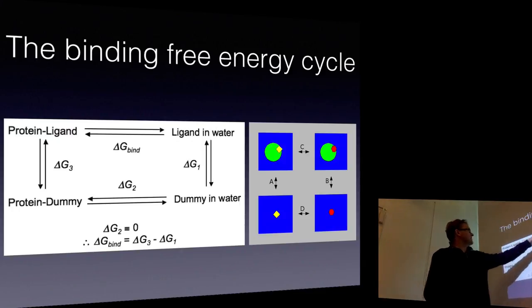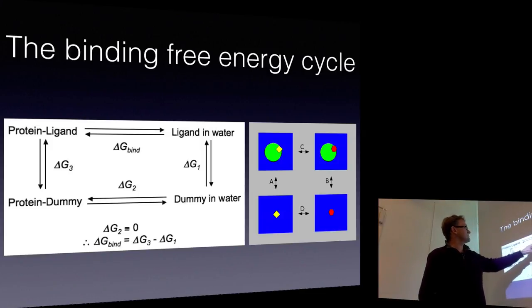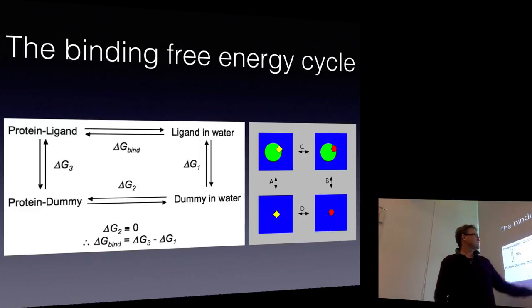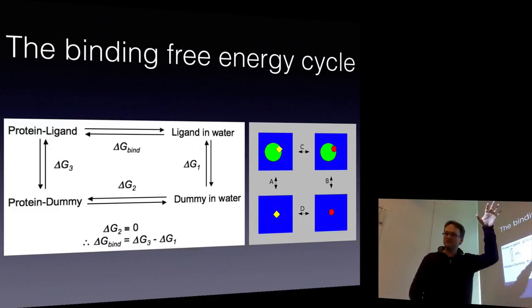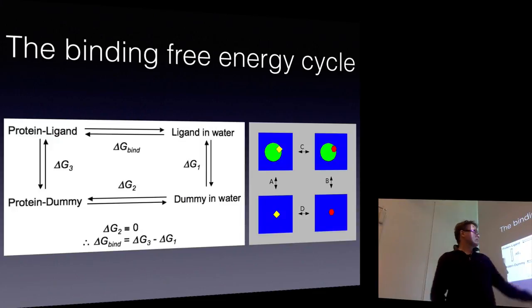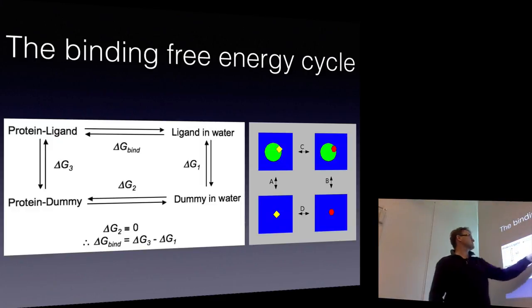I can also take just the ligand in water. That's also a well-defined state. And this is, of course, delta G binding, right? How much does it cost to take the ligand and move it into the protein? But that was very expensive to calculate. I can also take the ligand in water, but I gradually disappear this ligand. I scale down the parameters the same way I did when it was in the protein. Well, a dummy in water, that would mean just having water, right?